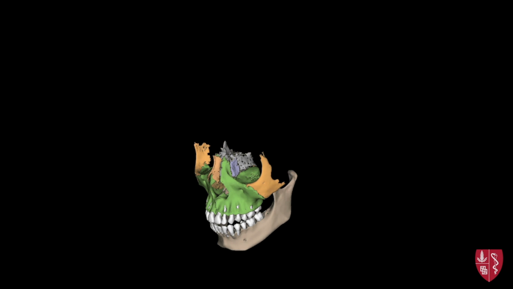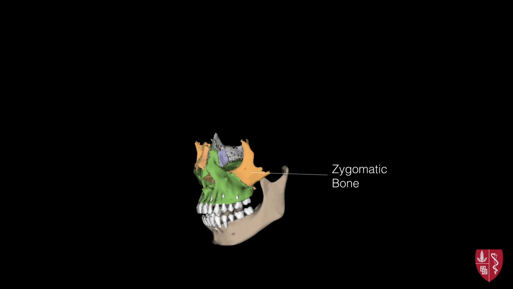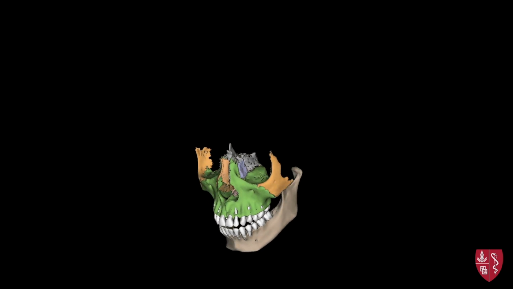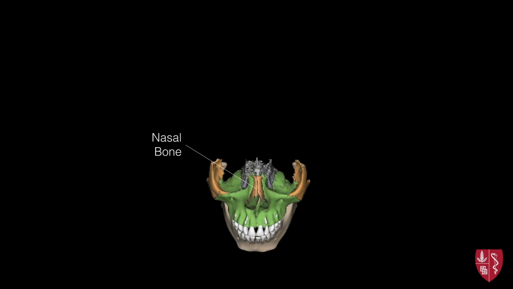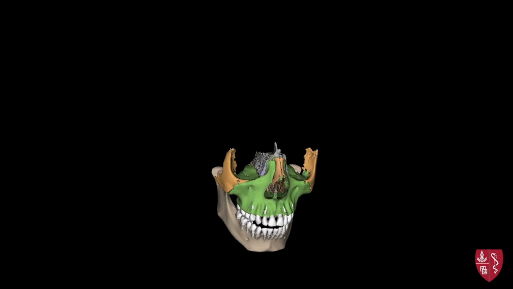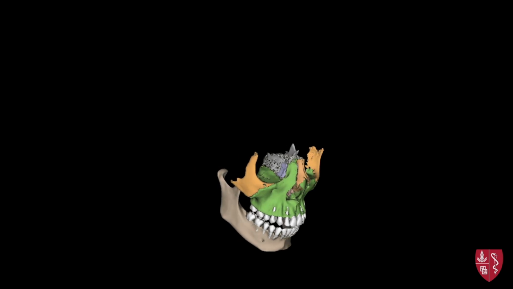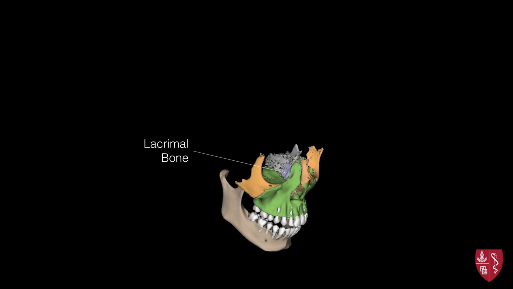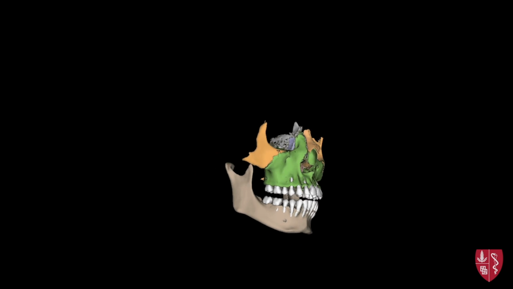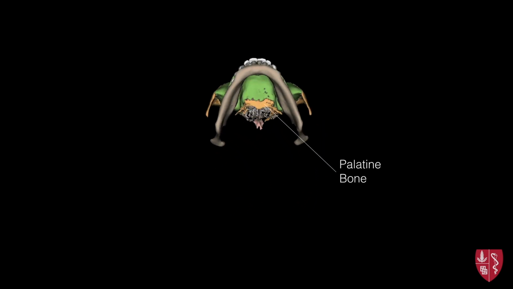as well as 6 paired bones which occur bilaterally on both sides of the face. The maxilla, which serves as the attachment site for the upper dentition or upper teeth, the zygomatic bones, or the cheekbone, the nasal bones on the superior aspect of the nose or the bridge of the nose, the inferior nasal concha and the lateral wall of the nasal cavity, the lacrimal bones, which are on the medial aspect of the orbit, as well as the palatine bones, which form the posterior aspect of the hard palate posterior to the palatine process of the maxilla.